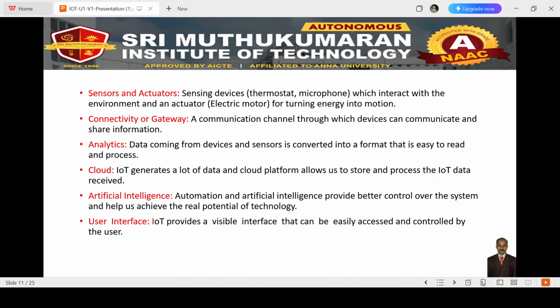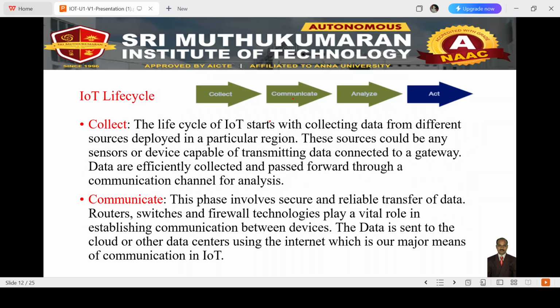And user interface, this is the last component. IoT provides a visible interface that can be easily accessed and controlled by the user. Some GUI form. See, in a mobile app you have various sub menus or sub app icons. If you press the icon to switch on or switch off that particular app, that's what the interface is, nothing but the user interface. Next we move on to the IoT life cycle.